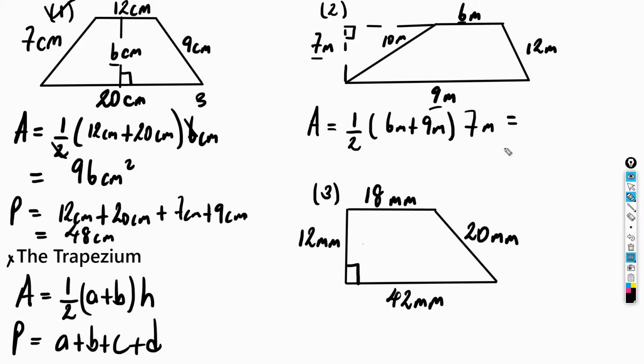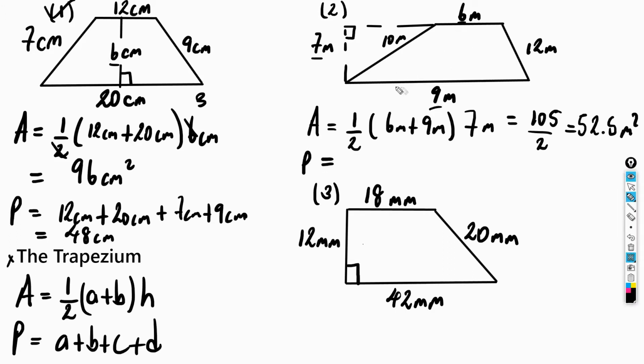All right, so what I would advise you do here, guys, is add the 6 to the 9, right? When you add the 6 to the 9, you're going to get 15, and 15 multiplied by 7 will give you 105, right? So you're going to get 105 over 2, right? Because you still have to divide through by 2, and your answer is going to be 52.5 meters squared.